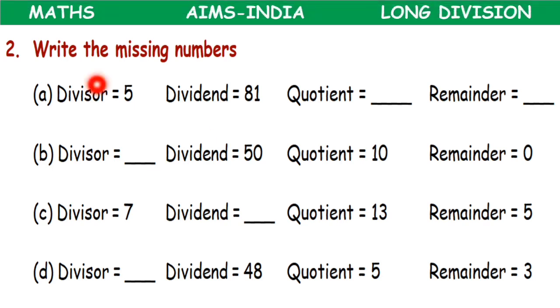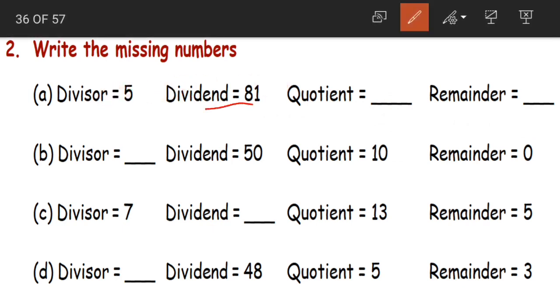Now coming to the last topic for today, what should we do here? Write the missing numbers. What are we given here? We are given the divisor and dividend. We need to find out the quotient and remainder. It is easy, right? Yes, it is easy for us. It is just a normal division.